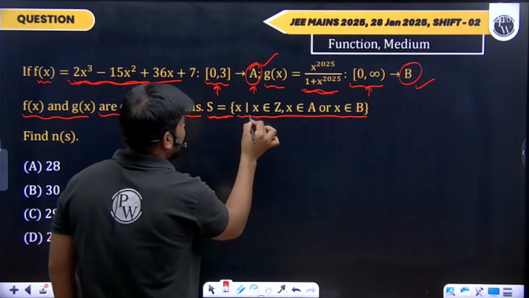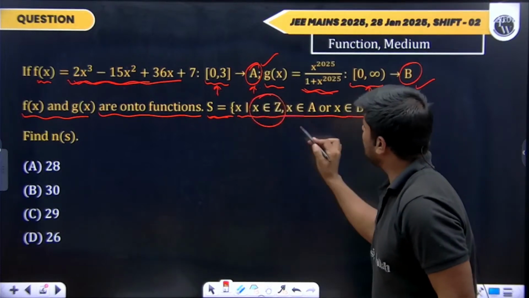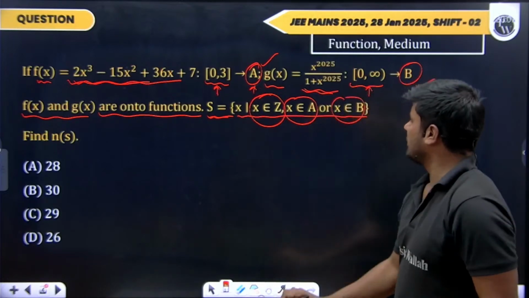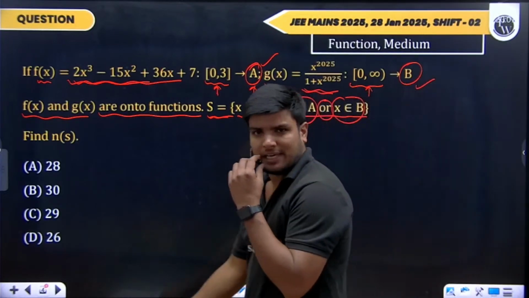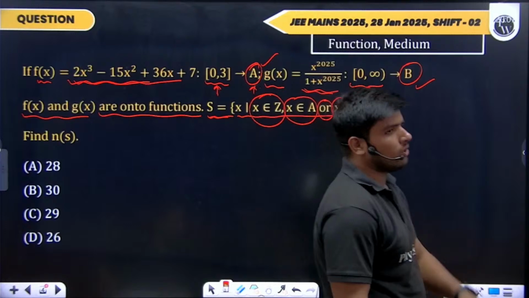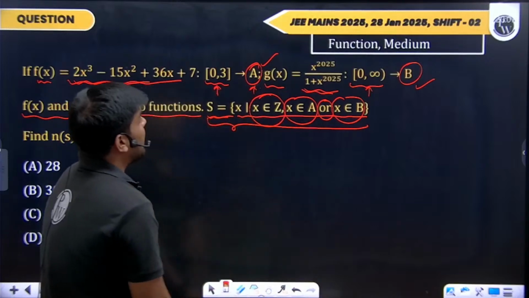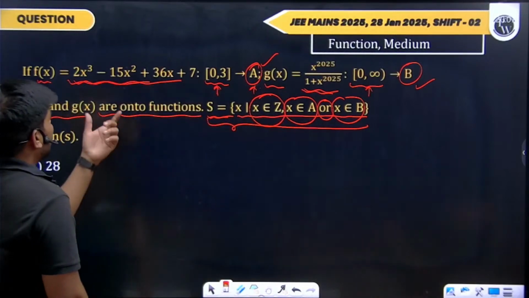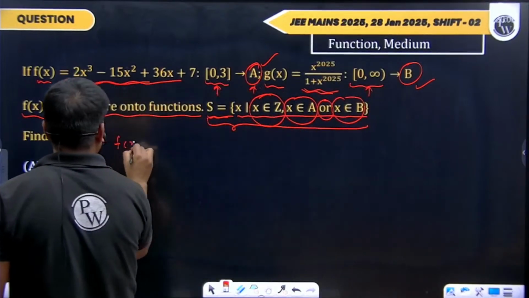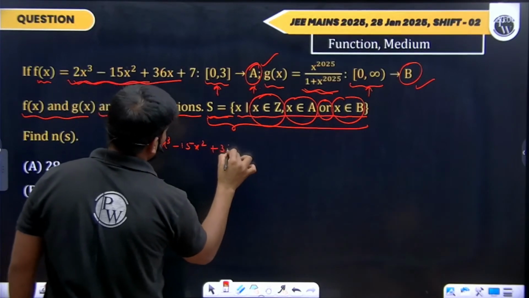Later, it is asked about a set in which the elements are all those integers x which belong to set A or set B. So x belongs to A or x belongs to B. To write this set we have to identify A and B, that means we have to find the range of functions f and g. So function f(x) is a polynomial, we write f(x) = 2x^3 minus 15x^2 plus 36x plus 7.